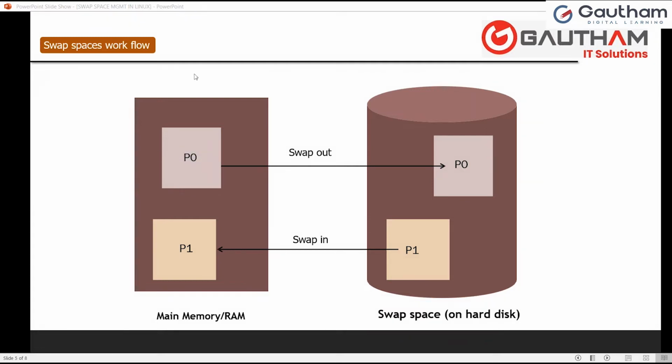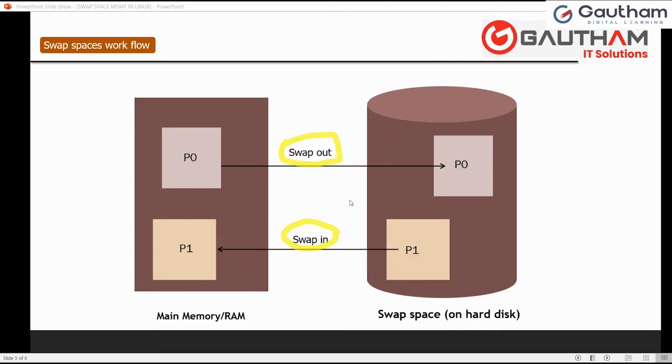Now, whenever a process goes out of the RAM, we call this swap out. And whenever the process comes back to the RAM, if it wants to get executed or activated, it needs to come back to RAM. So whenever the process goes out, we call it swap out, and whenever it comes back to the RAM, we call it swap in.